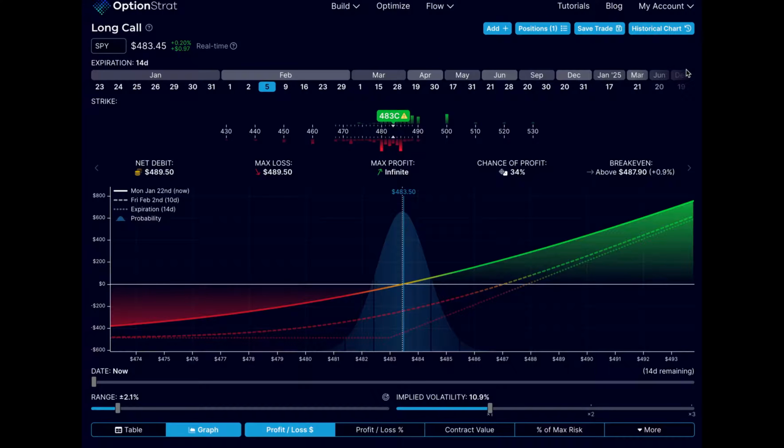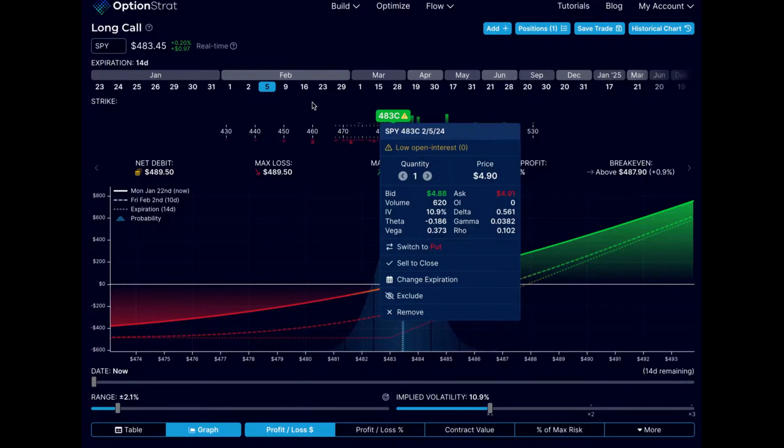So again, I'm looking at a very simple trade here of a long call. At present, SPY is trading at 483. This shows me that I'm looking at a long call in SPY. And right now, it's modeling a 14-day expiration for me. So that expiration is the February 5th expiration, and it's selected for our purposes here today and at the money a long call of $483.